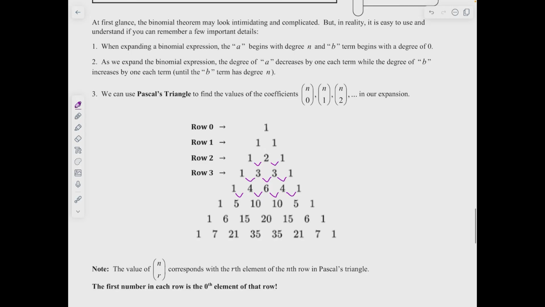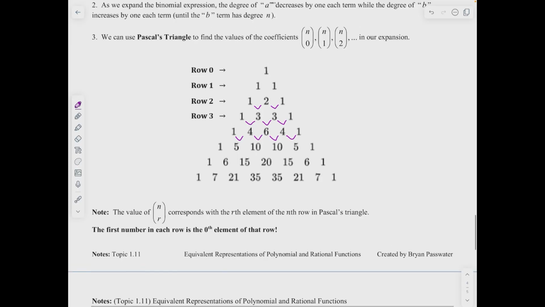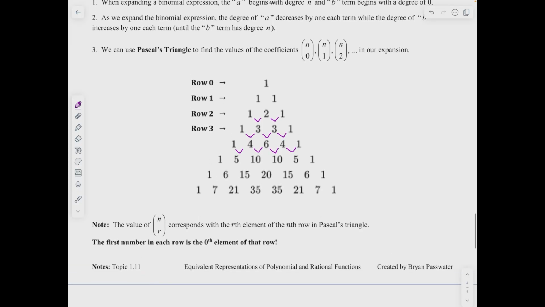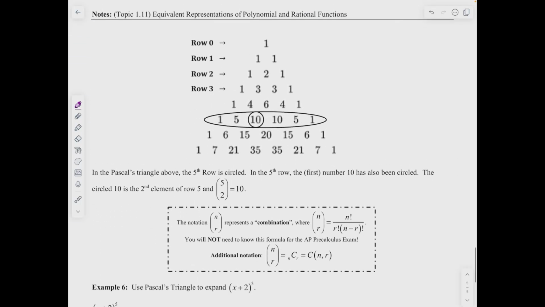What's going to happen here is the numbers in each of these rows correspond with the coefficients that go into your expansion. It says the first number in each row is the 0th element. So this is 0, this is the first element, this is the second, the third, fourth, fifth, and then sixth. Okay, that's what they're referring to there. In Pascal's triangle above, the 5th row is circled. That's row number 5, with the degree of 5.